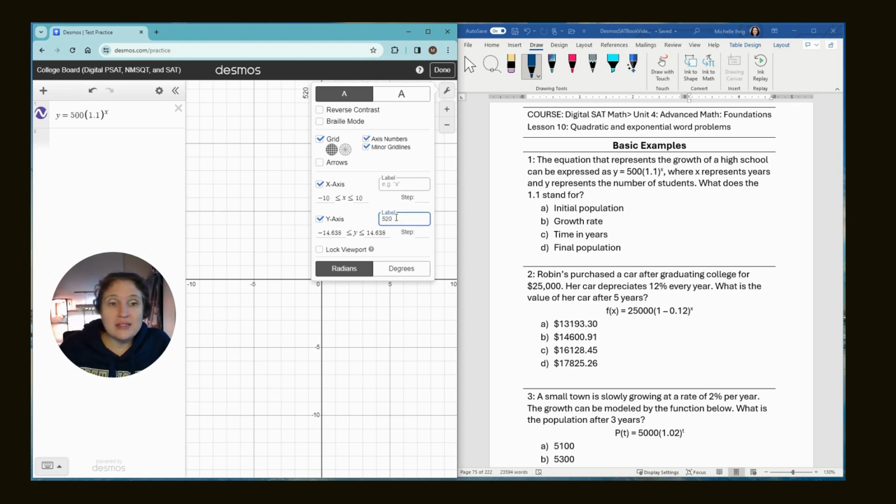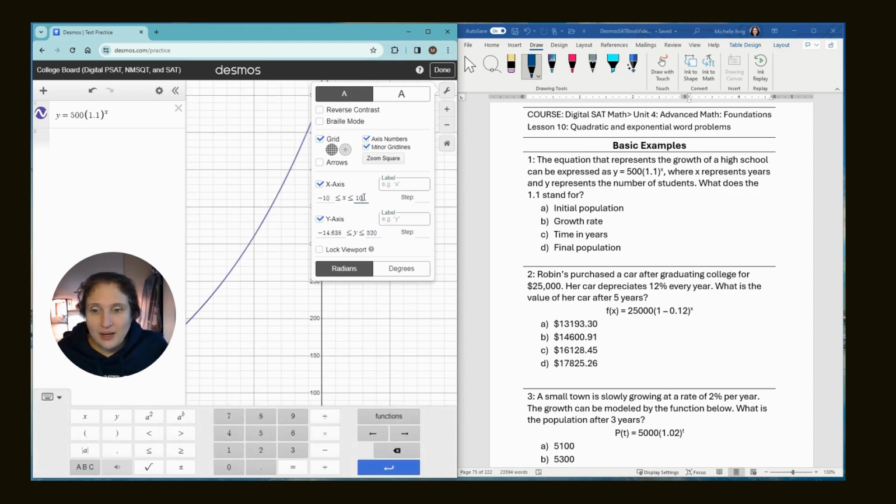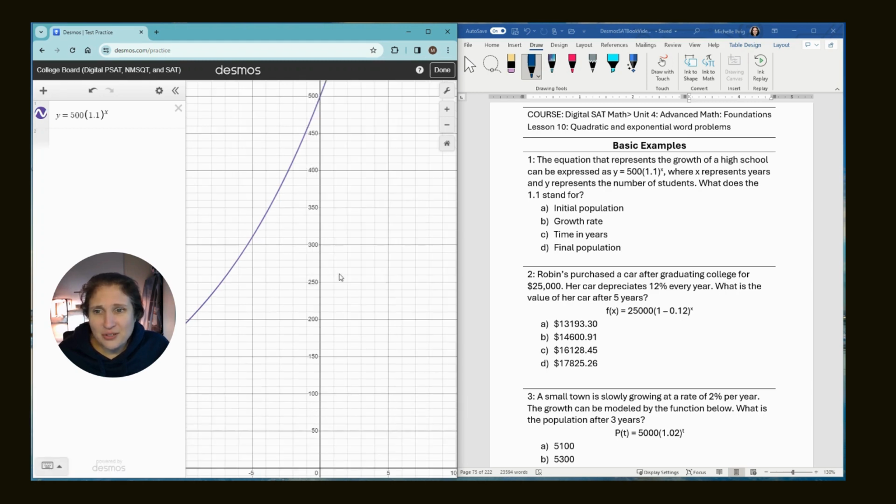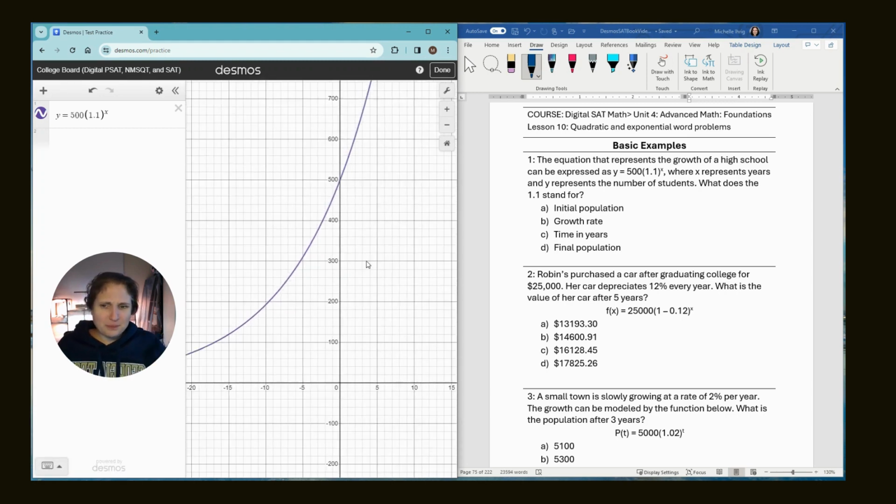And the reason is, if you remember with exponential functions, the first number is the initial value. So we're going to do 520. Why am I putting it there? We're going to make this say 520. And now we can see the graph makes sense. Okay. And then, yeah, we can even just do that. All right. So here's our picture.